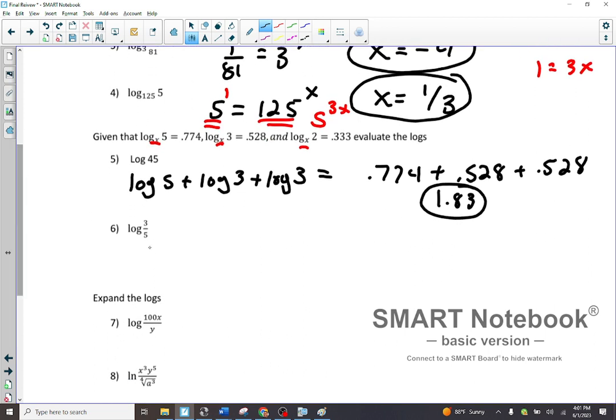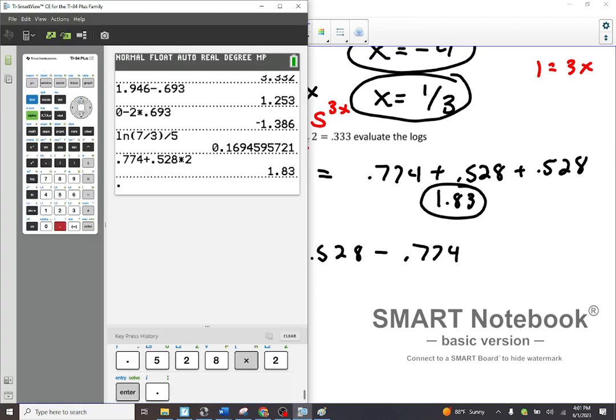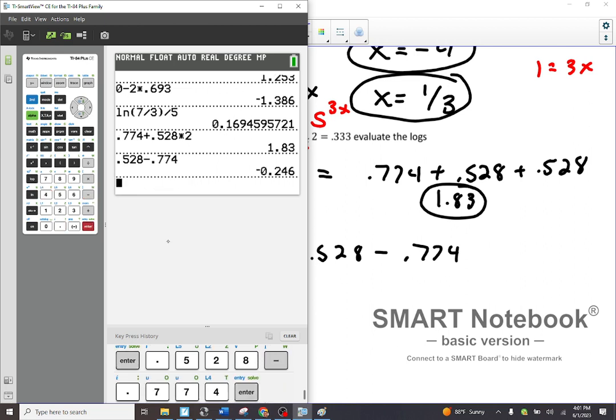Next one is division. Division tells you you're going to subtract: log 3 minus log 5. Technically, the questions have little x's here, but yeah. Log 3 over log 5. So that means I know what log 3 is, 0.528, and I know what log 5 is, 0.774. So 0.528 subtracted by 0.774. Negative 0.246.